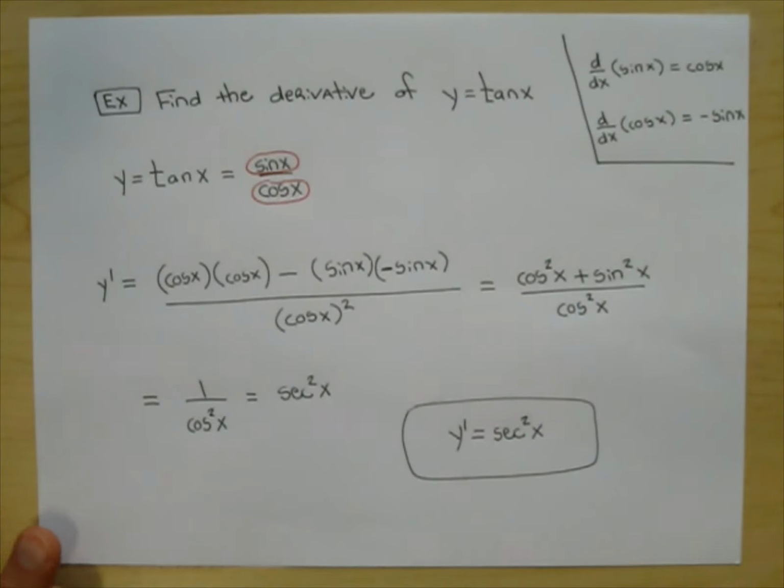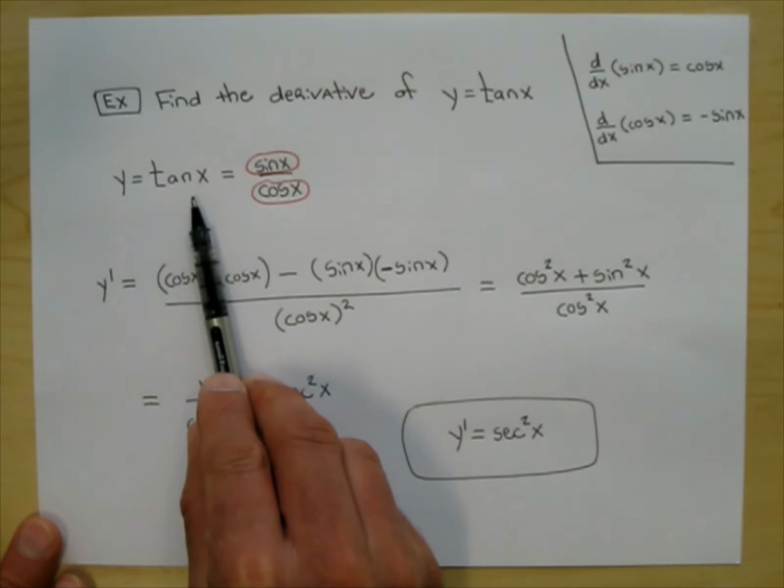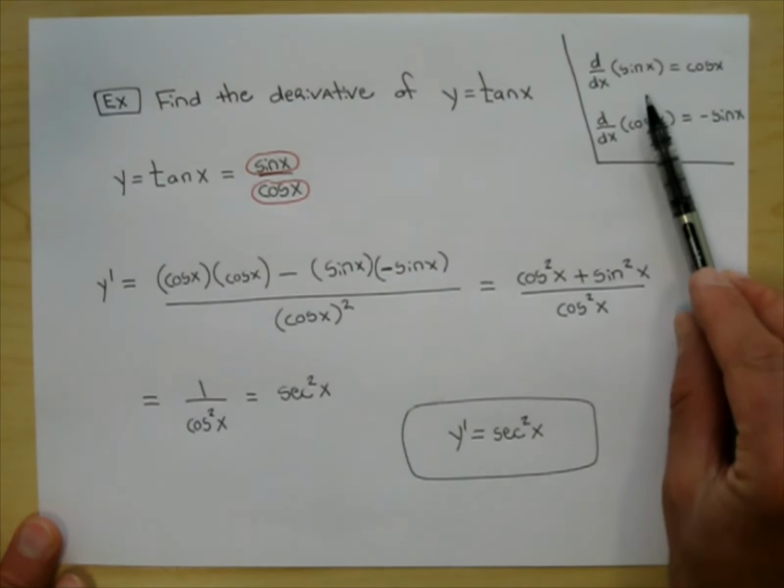So that's how you figure out the derivative of the other 4 trig functions. Well, here's the tangent. The sine and the cosine, those were tough.